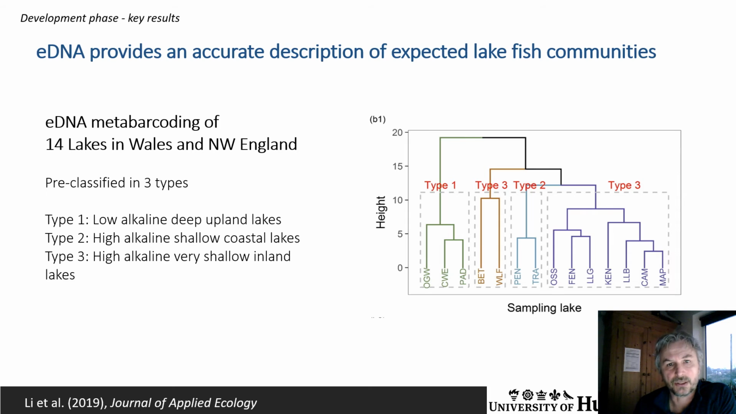When we carried out a cluster analysis based on eDNA fish community dissimilarity, you can see that the types largely cluster together, apart from type 3, which was split into 2 clusters. But this could be explained by the fact that the two lakes which form a separate cluster were highly manipulated by stocking, so additional species were introduced there.